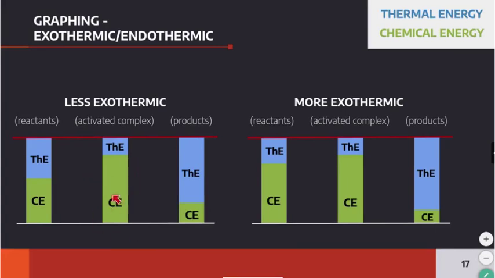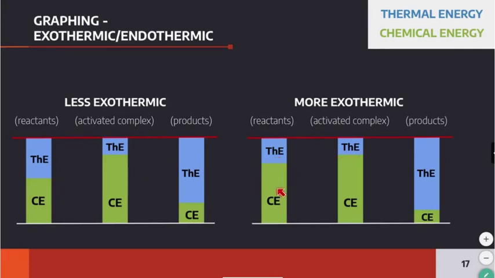The graph on the left is what we basically drew the first time we did this. It's clearly going to be exothermic because the chemical energy drops and the thermal energy rises. But if we wanted to have one that's more exothermic, that means the chemical energy needs to drop by more and the thermal energy needs to rise by more.